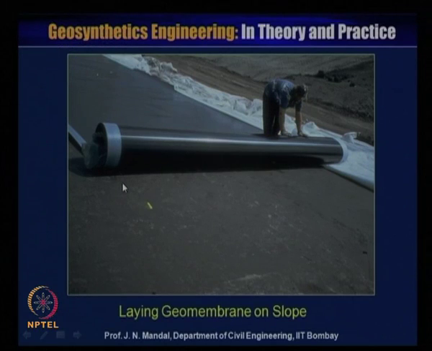So, this slide shows the lining of the geomembrane on the slope. This is the geomembrane, that black color, and how you have to line it is in the form of a roll, and then you can spread it along the slope.